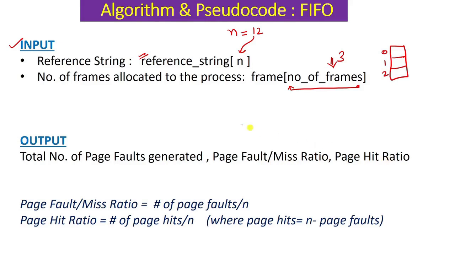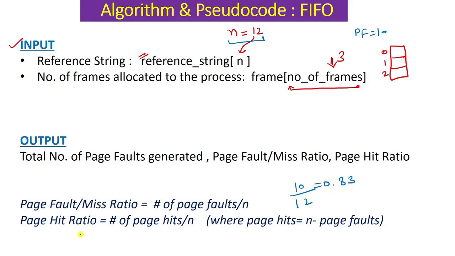Okay, so in our given question we saw that the total number of page faults generated were 10. So what is the page fault ratio, or page miss ratio? It is the total number of page faults generated, that is 10, divided by the total number of pages in your reference string. Those were 12. So out of 12, 10 times page faults were generated. So this will be your page fault ratio. You can find it; it will be nearly 0.83.